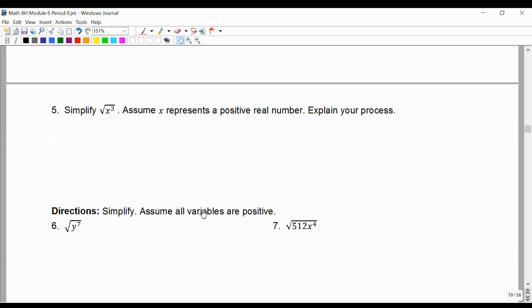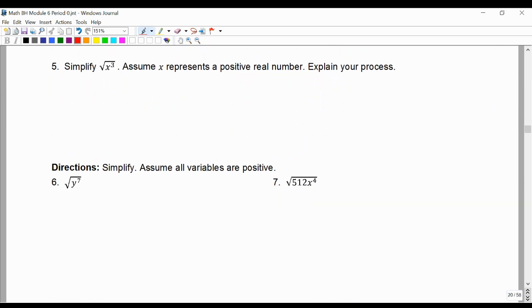Next one, we're going to start to look at variables. We have x cubed. It says explain your process, but I'm just going to show work for this, and we're going to think about this a couple of ways. The first option is that we just expand this out, like we talked about with our two methods in the first video. And we see a pair here. So out comes one representative, and this one is left inside. And that is our answer.